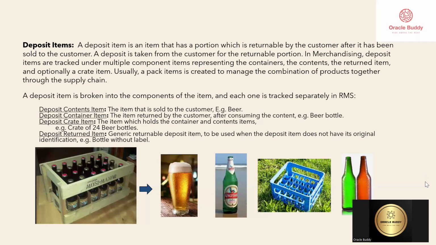So in the picture below, you can easily see this is a complete deposit item and these are the four components of the deposit item. Here is the content, this is the container, this is the crate, and this is the deposit return item without the label.